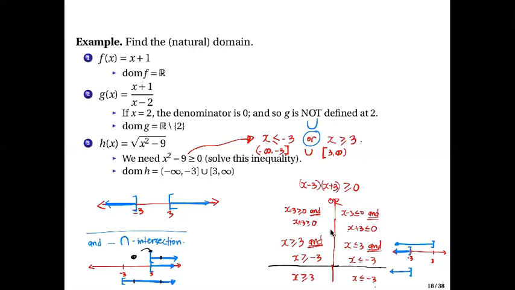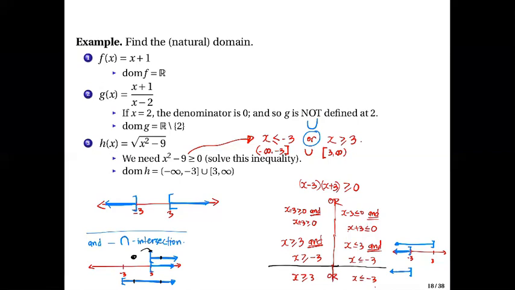Now, because of the word "or," this is what you will get: x greater than or equal to 3 or x less than or equal to -3. As you notice here, this side came from the first case, while this one came from the second case.